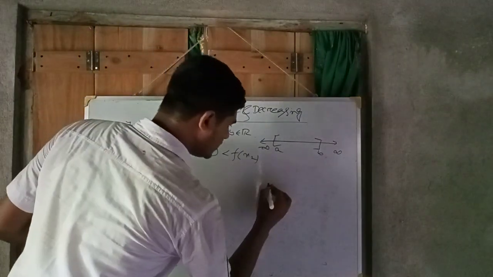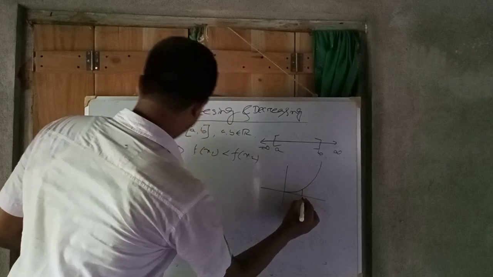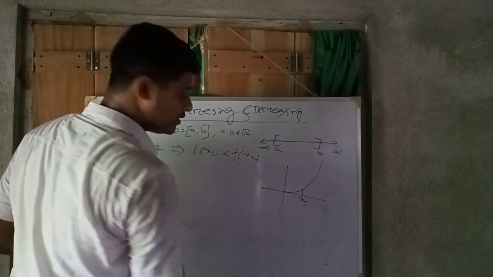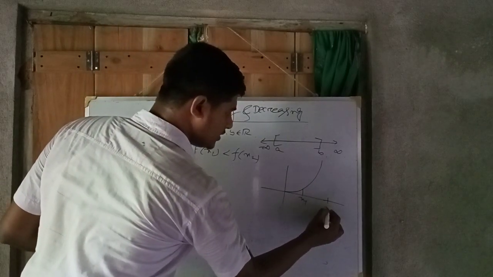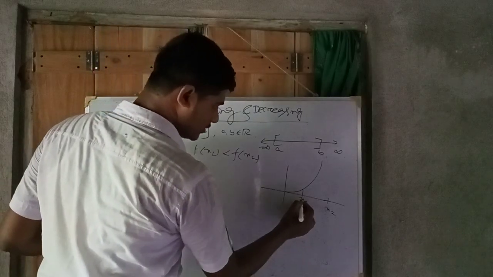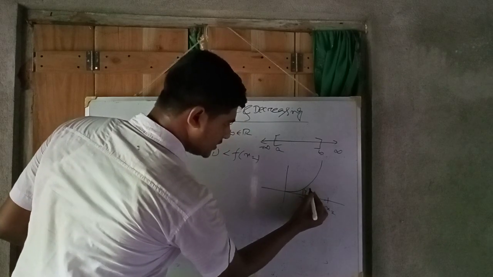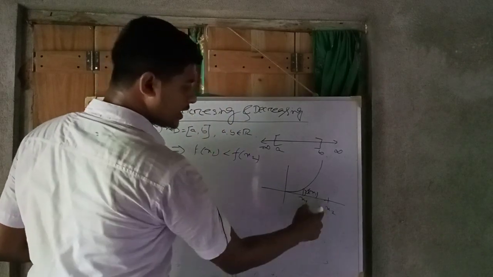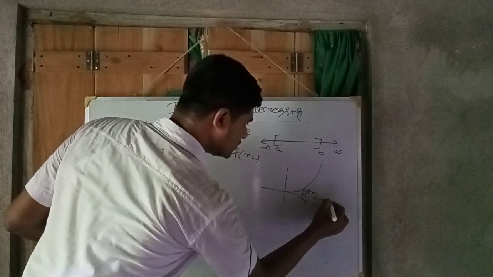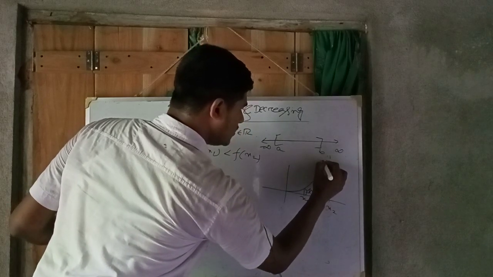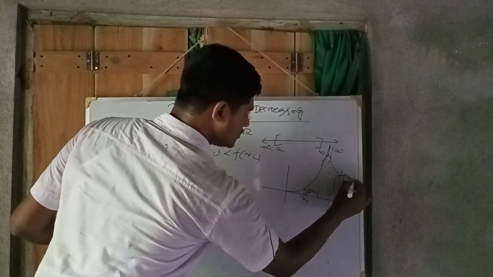Suppose the graph is this, and suppose this is my x1 and this is my x2. For x1, what is my f(x1)? This is f(x1). What is x2? This is x2, and for it, what is my f(x2)? This is my f(x2).